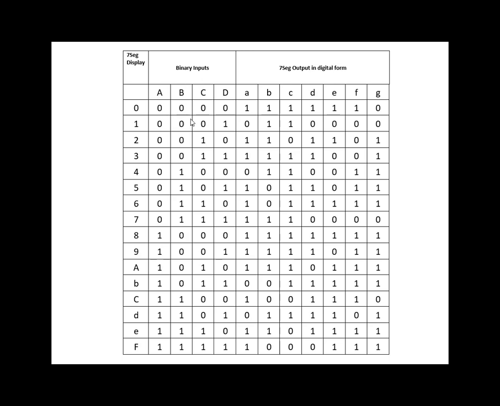We know that 0, 0, 0, 0 is always 0, and 0, 0, 0, 1 is the binary equivalent of decimal number 1. In the same way, 0, 0, 1, 0 is the binary equivalent of 2, and 0, 0, 1, 1 is the binary equivalent of decimal 3. So if you convert these numbers, the equivalent decimal number will be this.